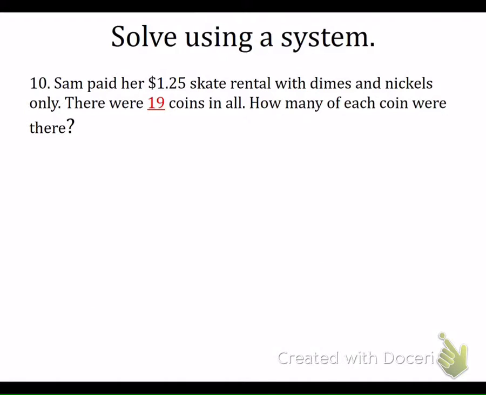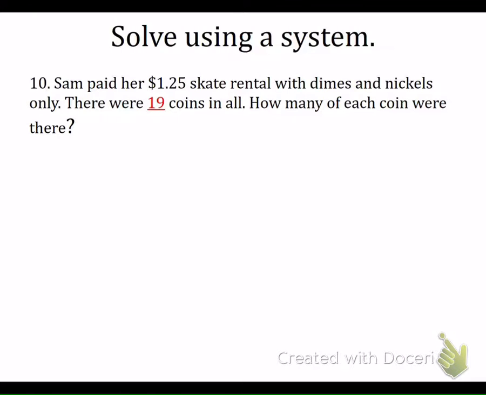All right. Now, this next one, I'm just going to set it up with you, and then I'll pass out your homework. So I at least want to practice getting it started. So this says Sam paid $1.25 skate rental with dimes and nickels only. There were 19 coins in all. How many of each coin does she have?